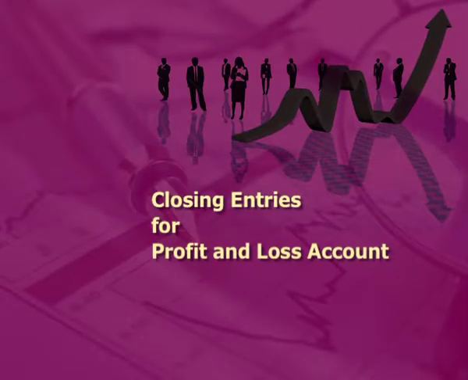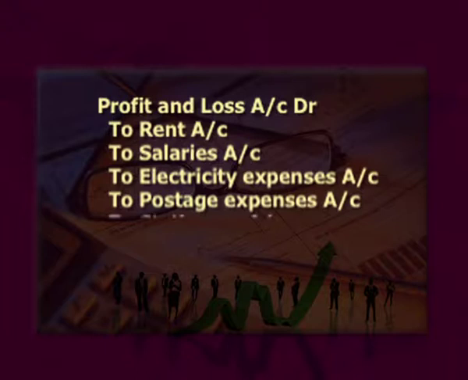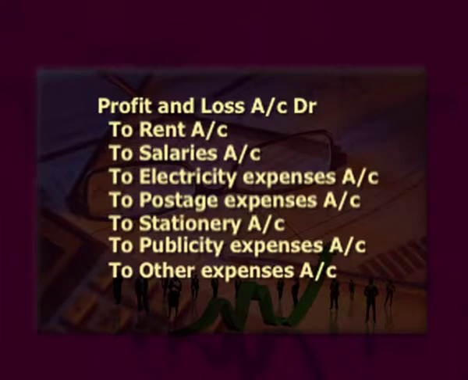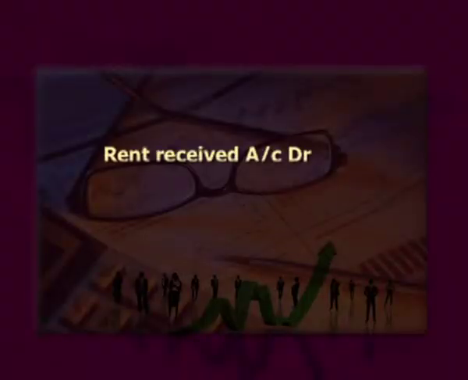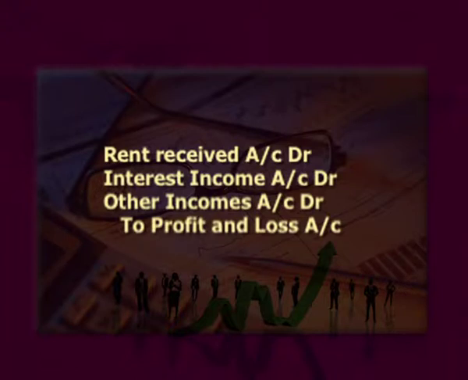Closing entries for profit and loss account. For closing of all debit accounts related to indirect expenses, profit and loss account is debited to rent account, to salaries account, to electricity expenses account, to postage expenses account, to stationery account, to publicity expenses account, to other expenses account. And for closing all credit accounts of indirect incomes, rent received account is debited, interest income account is debited, other incomes account debited to profit and loss account.